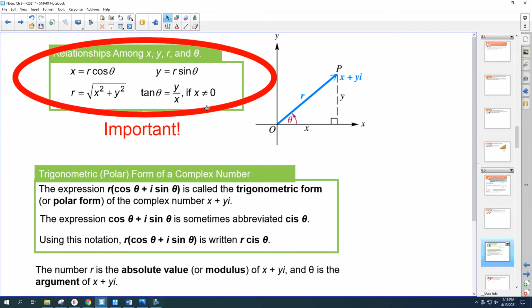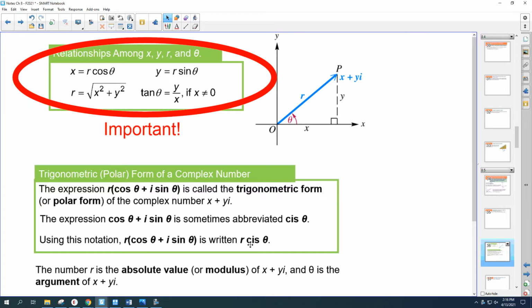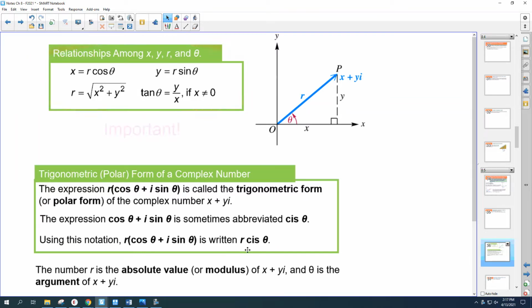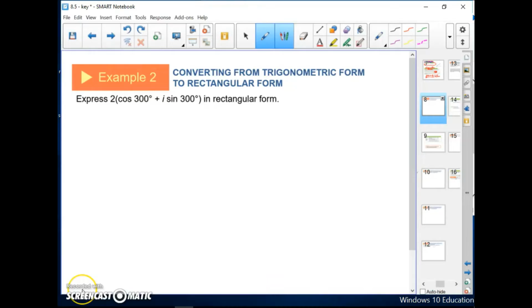Check out these formulas. These are important. Also, check out this box right here. It looks really confusing, but there's a really useful shortcut. Example 2, express 2 times the quantity cosine 300 plus i sine 300 in rectangular form. Okay? So what I would want to pay attention to is they want rectangular form, which means that they want x and y.